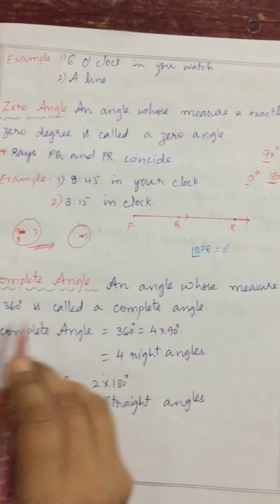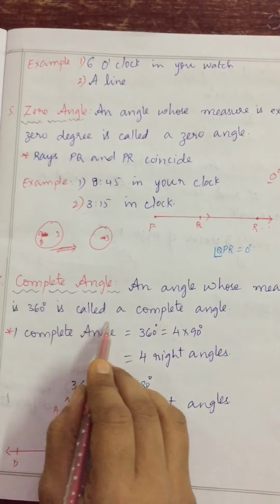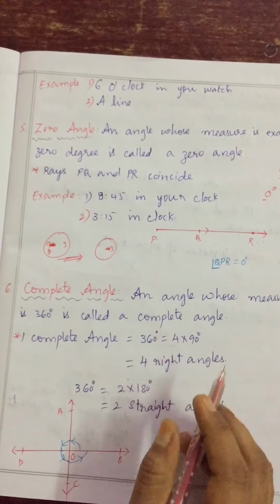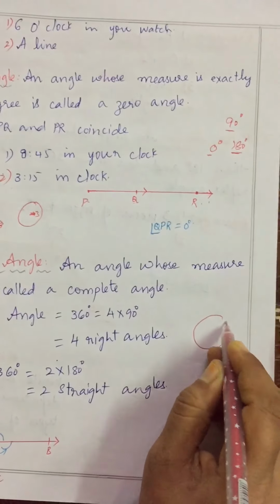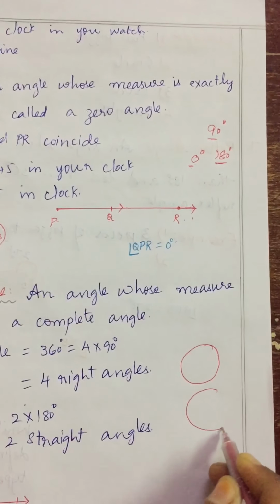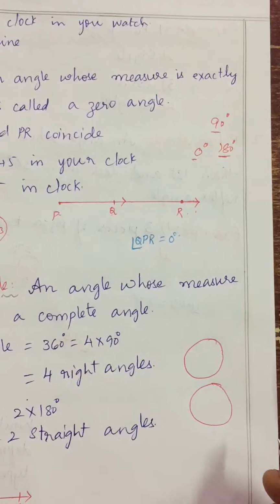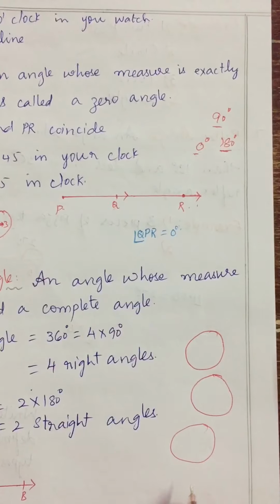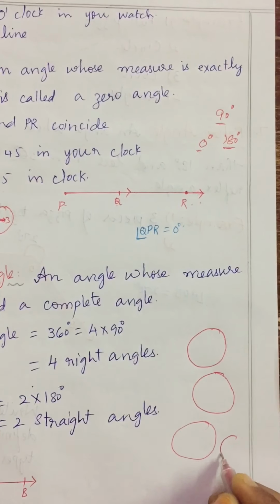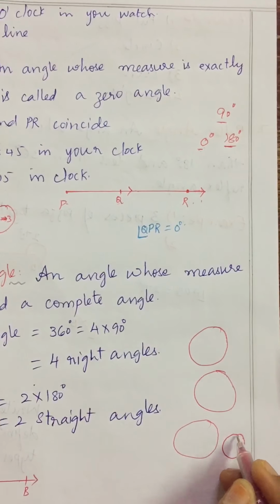An angle whose measure is 360 degrees is called a complete angle. Like you can say your circle. See, we are starting from here and ending here. It is nothing but a complete angle. You can take the example of a full pizza. You can take the example of your mother's bangle.